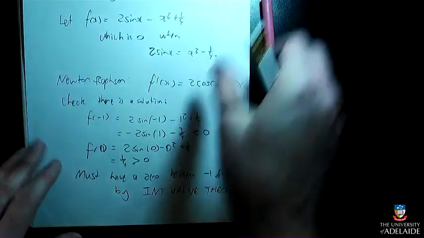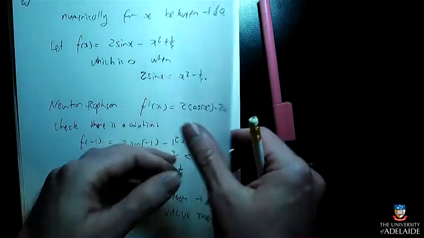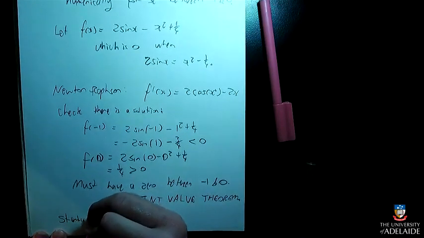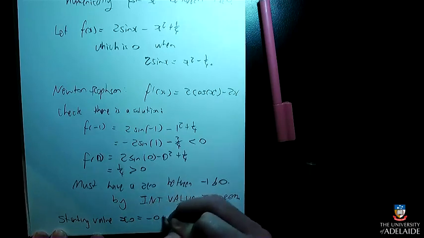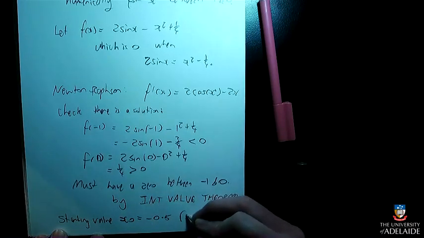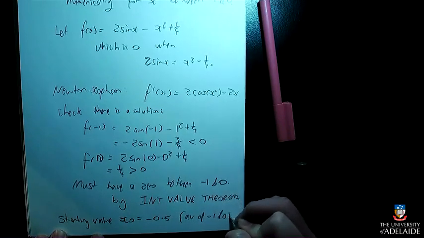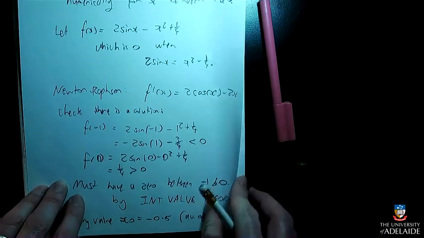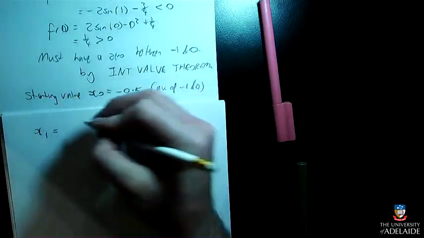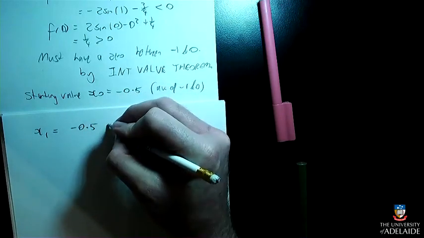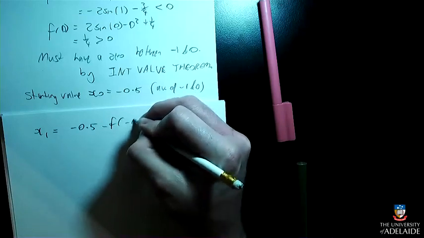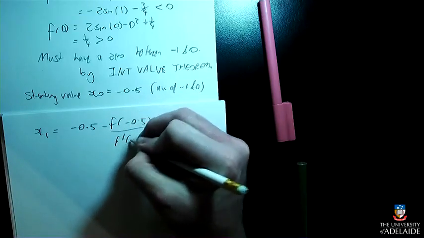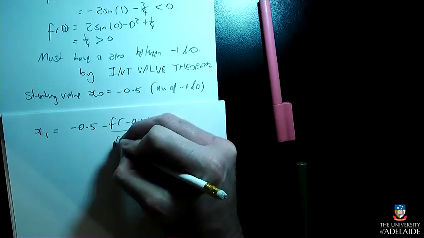Okay, and so then to use my Newton-Raphson method, a good starting point, we'll choose x0 to be minus a half, which is halfway between these two. Average of -1 and 0. Okay. So x1 is minus 0.5 minus f of negative 0.5 over f dashed of negative 0.5. There's a lot of minuses in there.